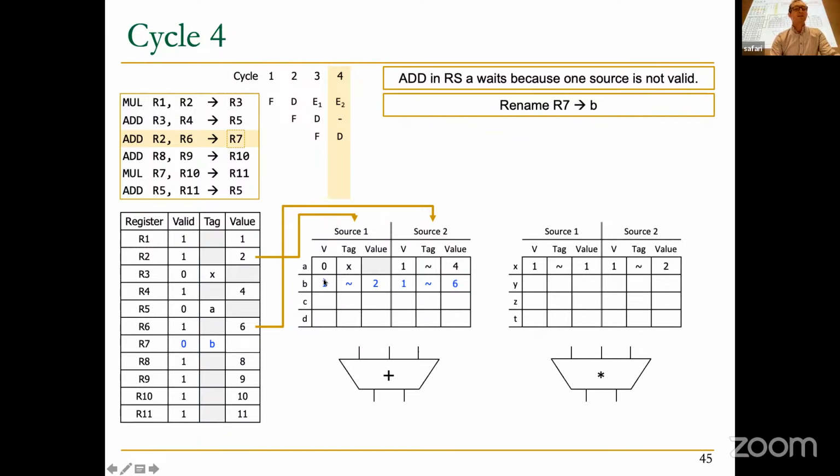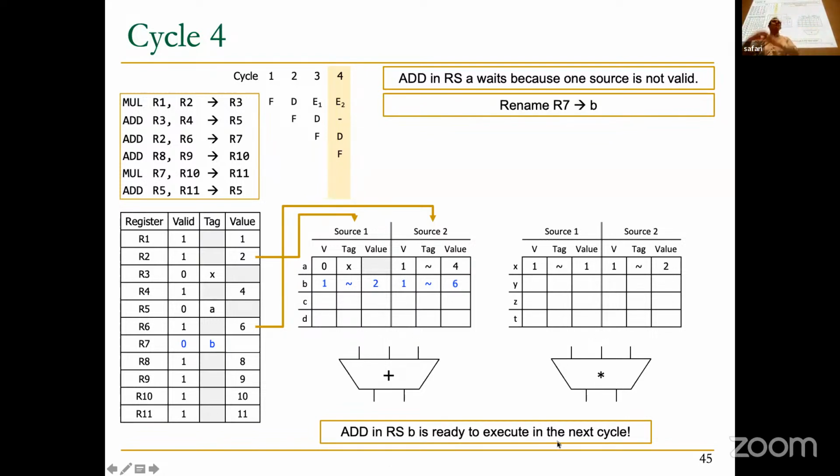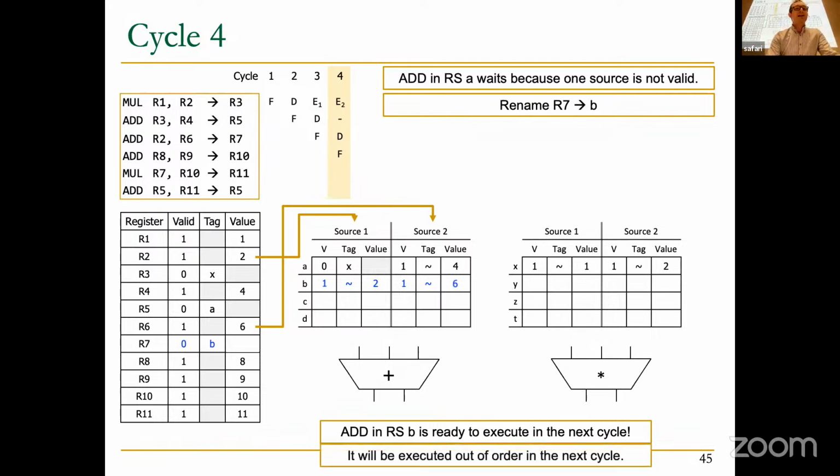That's the good part. Now we also need to rename, while we're decoding this add instruction, the destination register R7, and we rename it to B, because we allocated reservation station B for it, okay? So this register 7 is invalid, and it's renamed to B. Now add in this reservation station B is ready to execute in the next cycle. And then wake up logic determines this, and we will see that it's going to start executing out of order, or it'll be dispatched out of order to this functional unit earlier than a prior instruction. Okay? I'm ignoring the fetches because in the fetch stage you don't do anything useful for the purpose of this picture.